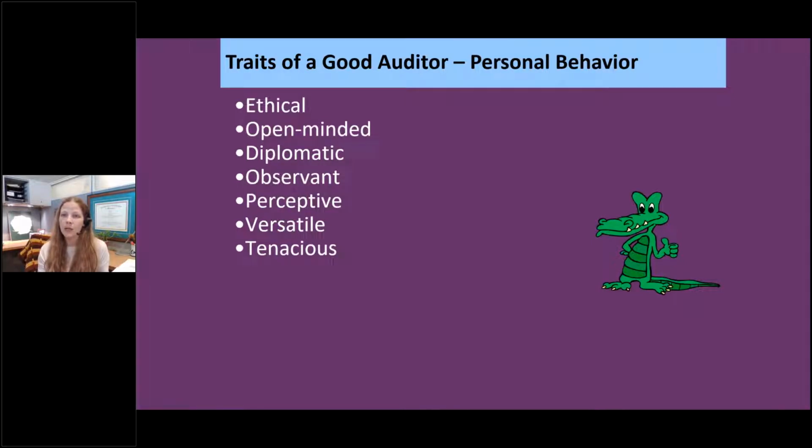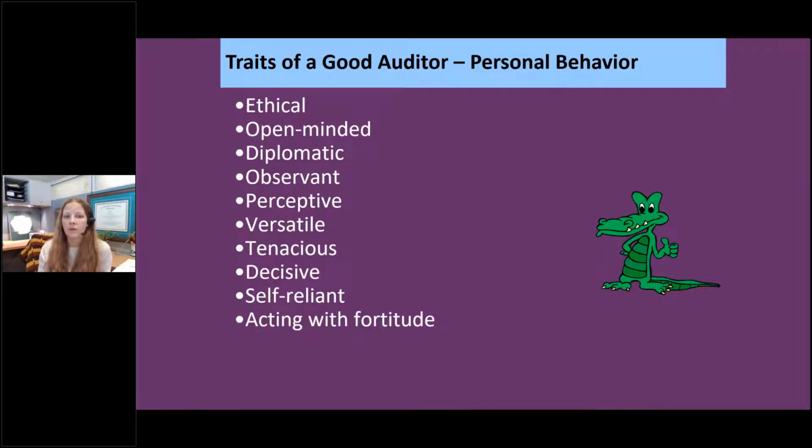You want them to be tenacious. Sometimes when you're asking questions of an auditee, they won't always give you a direct answer, and you have to keep asking that question over and over again in order to get an answer, and maybe in slightly different ways. But you do have to be tenacious. You have to be able to be focused and not distracted by somebody talking about something else. You want them to be decisive, able to reach a timely conclusion based on logical reasoning and analysis. You want them to be self-reliant, able to act and function independently while interacting with others. You want them to act with fortitude. So that means that they are able to act responsibly and ethically, even though the actions may not always be popular. Sometimes it's not.